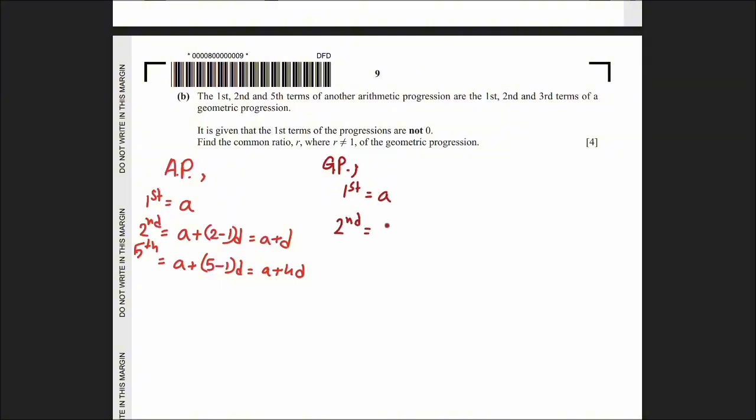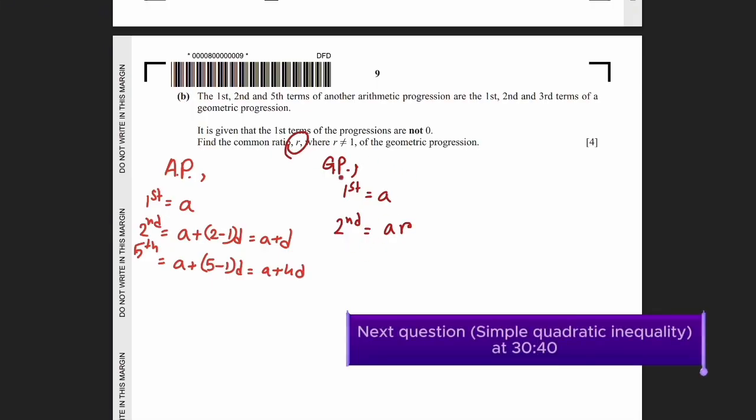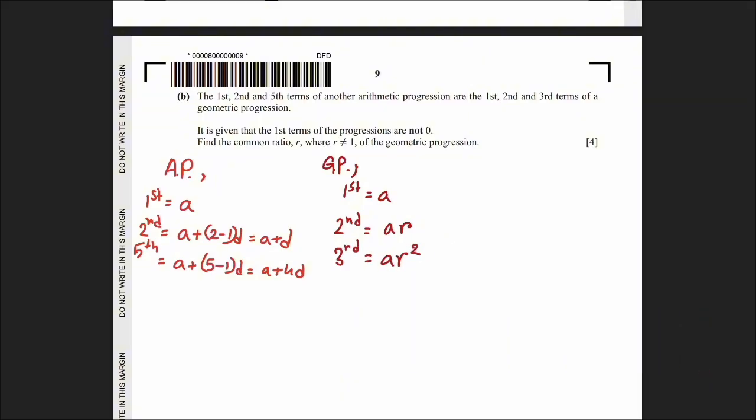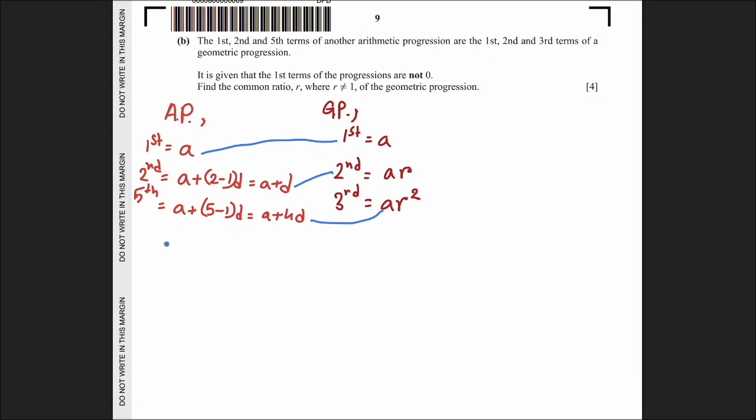Then, for the geometric progression, the first term is going to be a as well. The second term is going to be a times the ratio r. R is like random ratio, like the common ratio here. And the third term is going to be ar to the power 3 minus 1, that is ar squared. Now, given in the question that these are equal, and these are equal, so let's cook up some equations. First one is a equal to a. Second one is a plus d is equal to ar.